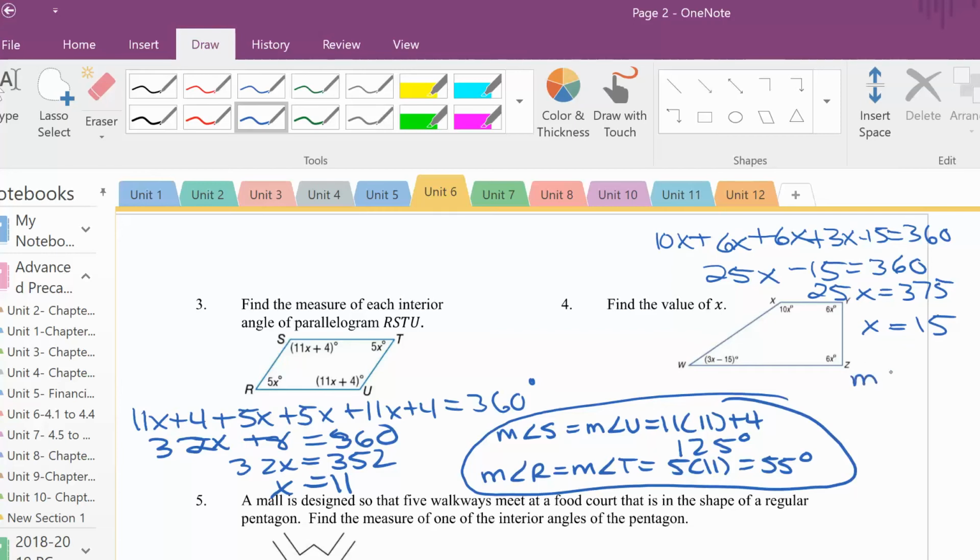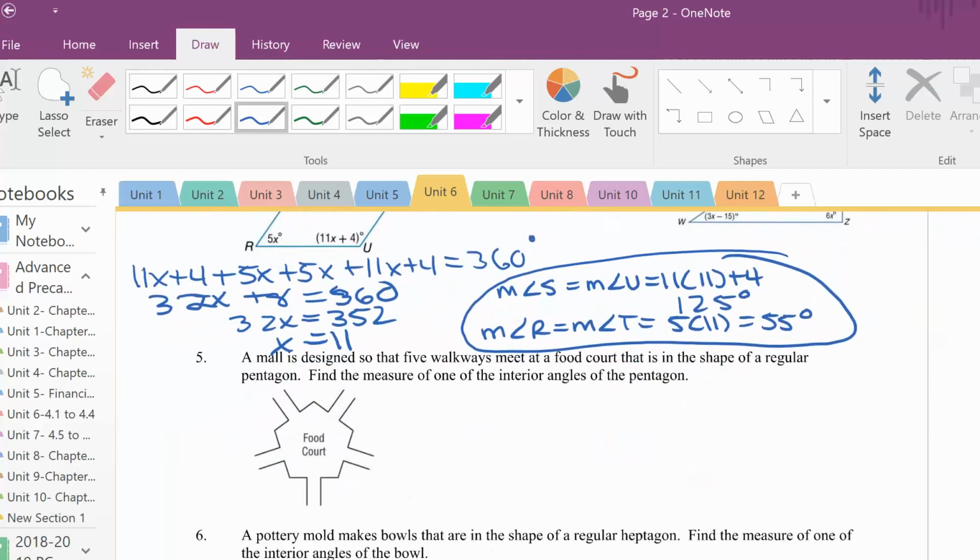So the measure of angle x is equal to 10 times 15, which is 150 degrees. The measure of angle y, which is the same as the measure of angle z, is equal to 6 times 15, which is equal to, oh, sorry, we're just trying to find the value of x. We didn't have to find the angles. So I'll erase those. So yes, we just found the value of x, which is 15.